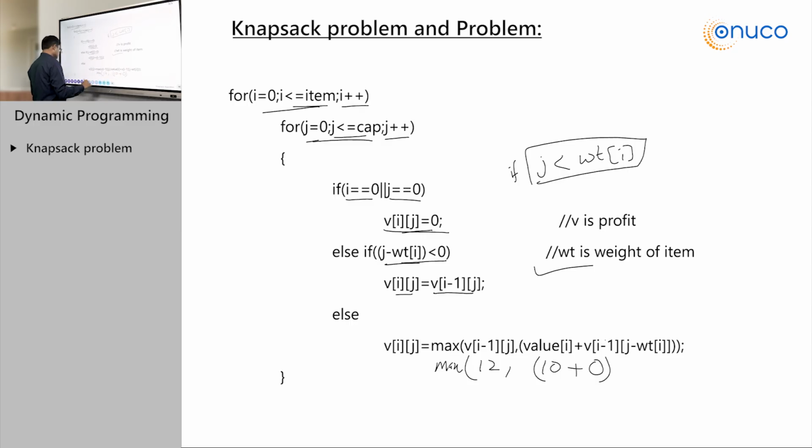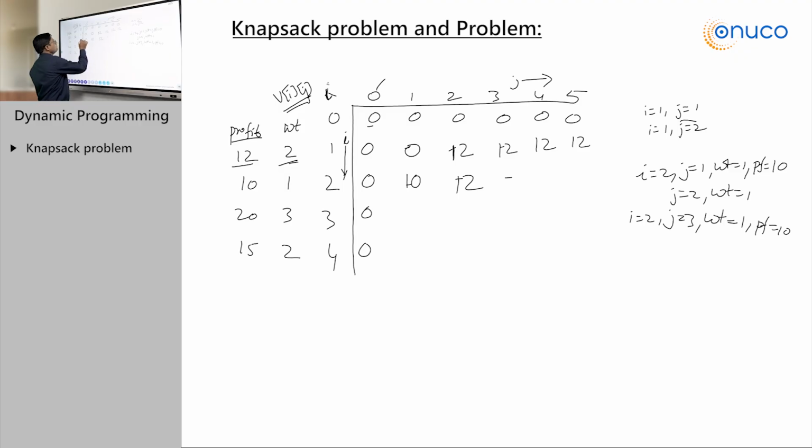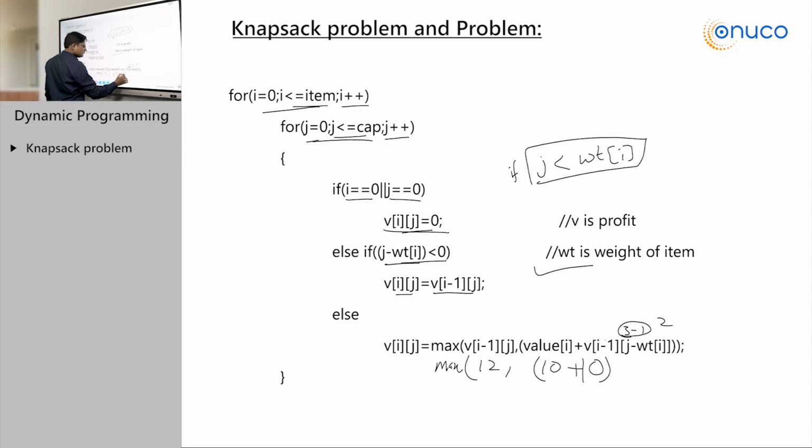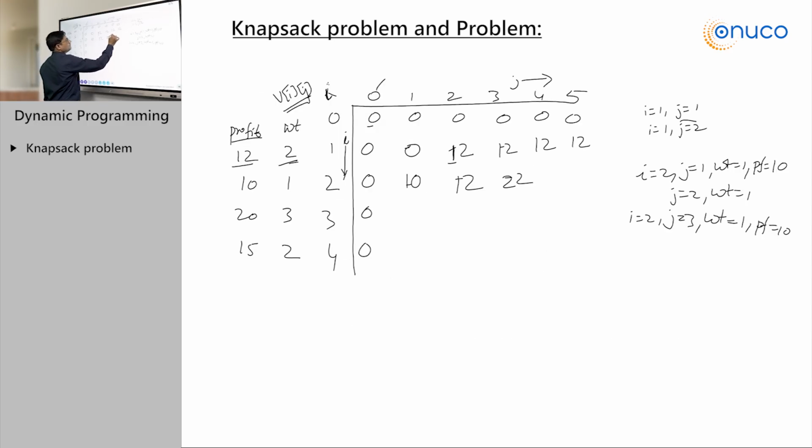Profit of I, 10. Now we are going to compute this. V of I minus 1, previous row. J is 3 minus weight of that element, 1. So previous row, 3 minus 1 is 2. Previous row, second column. What is the value? 12. So we are going to write it here, 12. So 10 plus 12 is 22, and here is 12. So which is maximum? Of course 22 is maximum. So we are going to write 22. Here we got 22.